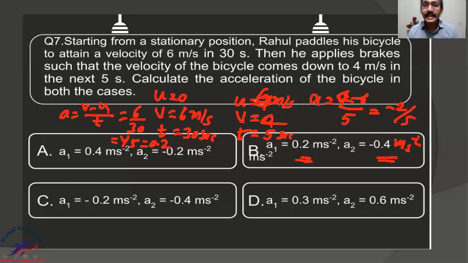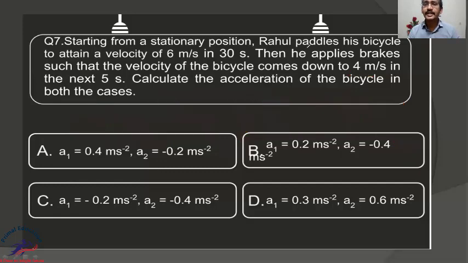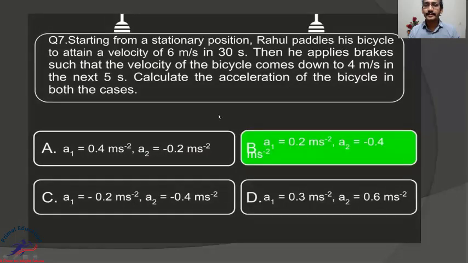Got the point? Here initial velocity is 6 meters per second. Final velocity comes down to 4 meters per second, not at rest. So 4 minus 6 by 5 is minus 2 by 5. Got the point? Now which option? Option B is the right choice. We can select option B.